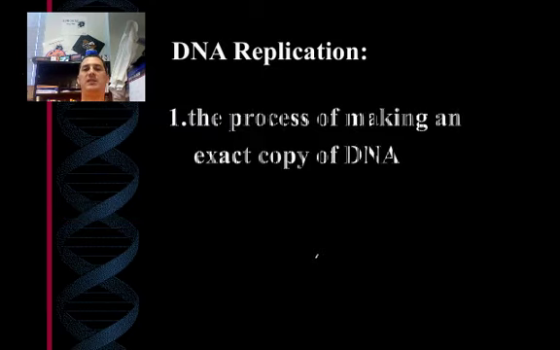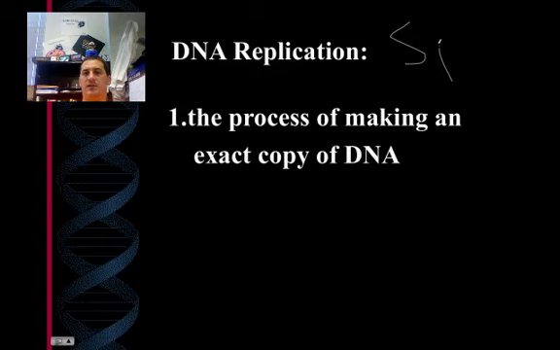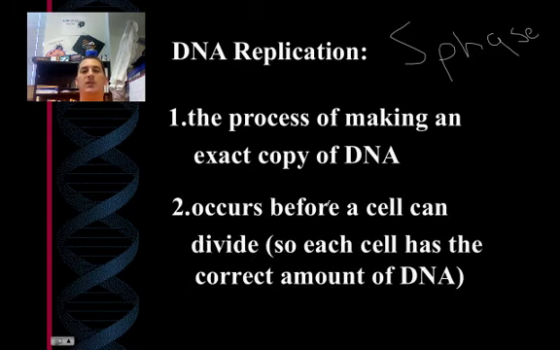DNA replication is the process of making exact copies of DNA. And remember, this occurs in the S phase. If we remember that from mitosis, the S phase is the phase in which DNA is actually synthesized, or made. It does this before the cell replicates because it wants to make sure each cell has the correct amount and the right DNA, so that there's a lower chance of mutations occurring.